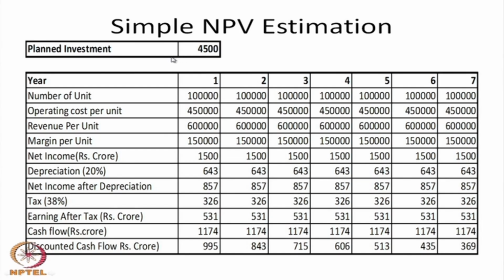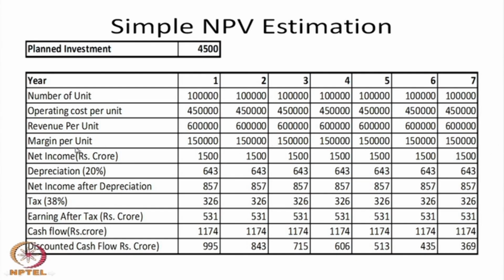Now, the number of units every year is 1 lakh, up to the 7th year, they are producing 1 lakh units. The operating cost per unit is 4,50,000 rupees every year. Similarly, the revenue per unit I have put here is 6 lakh. So what is the margin per unit? 6 lakh is the revenue, 4,50,000 is the cost, so the margin per unit is 1,50,000.